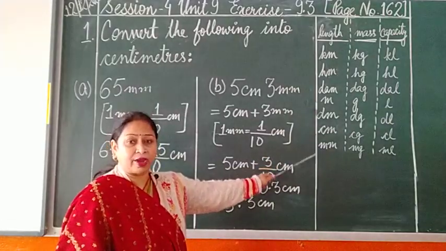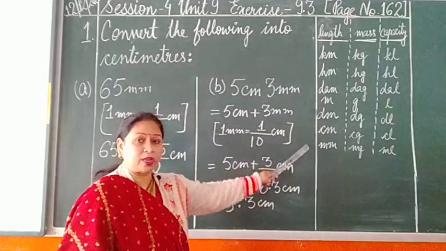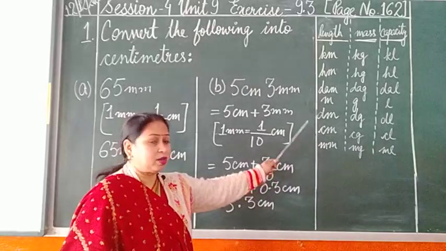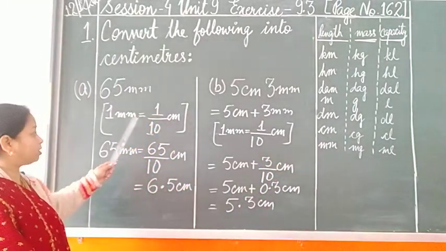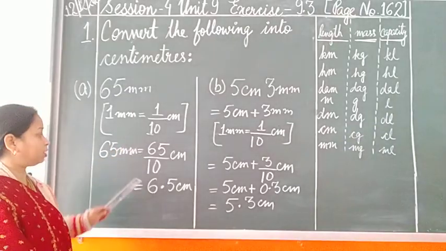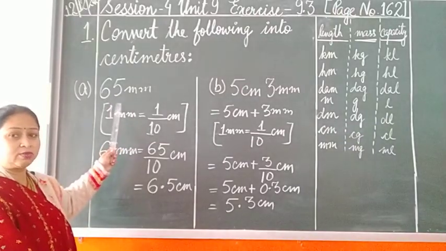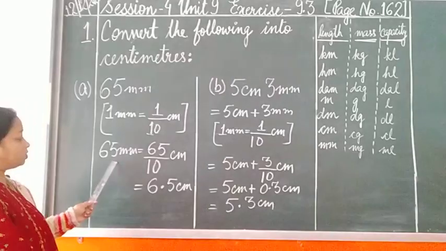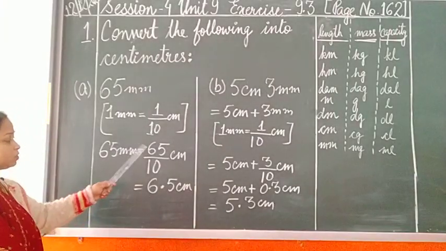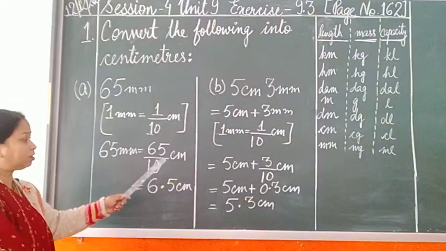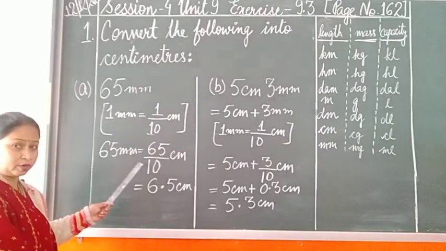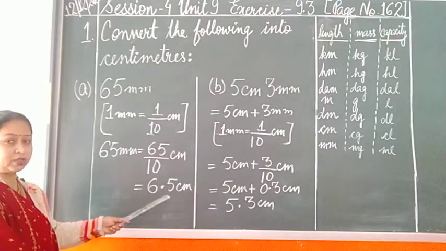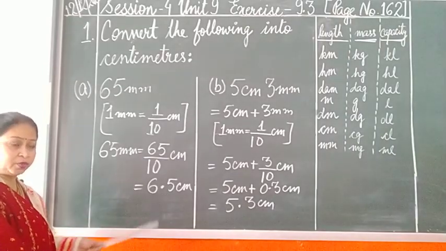So, we will be dividing that particular one. While we change 1 millimeter to centimeter, the conversion will be 1 millimeter equal to 1 upon 10 centimeter. As in the question it is given 65 millimeter. So, 65 millimeter will be converted to 65 upon 10 centimeter, and you know how to change it from the decimal chapter, we have already learned. So, you know it will be 6.5 centimeter, right.